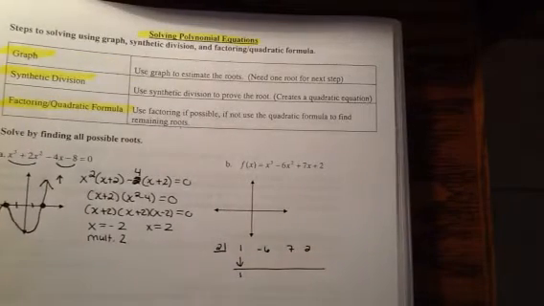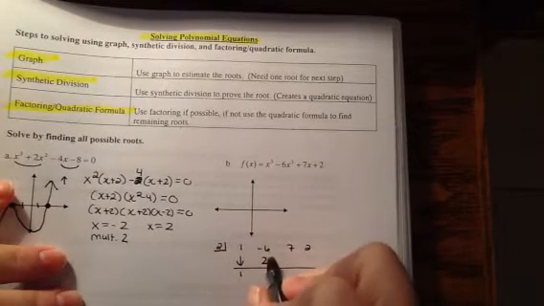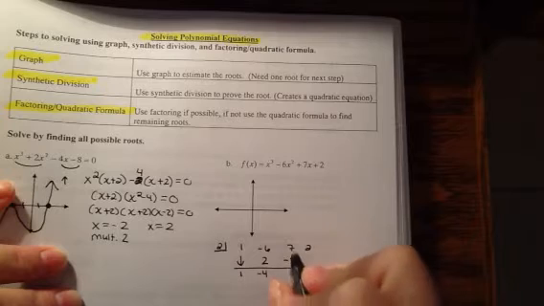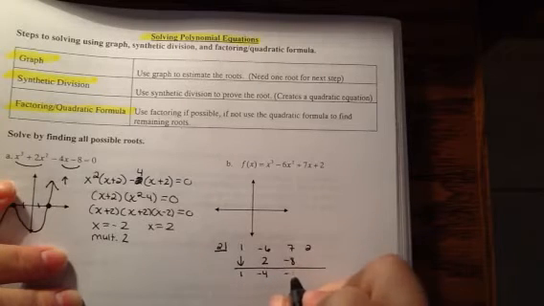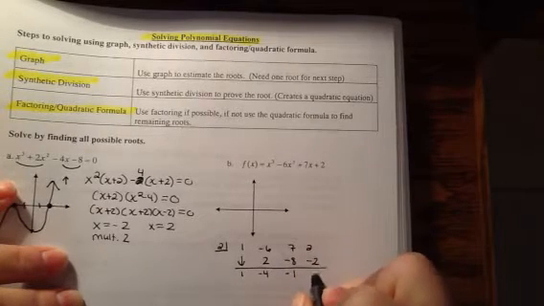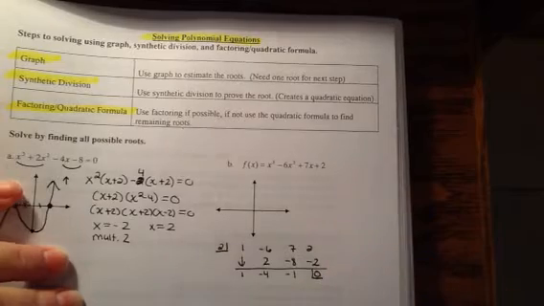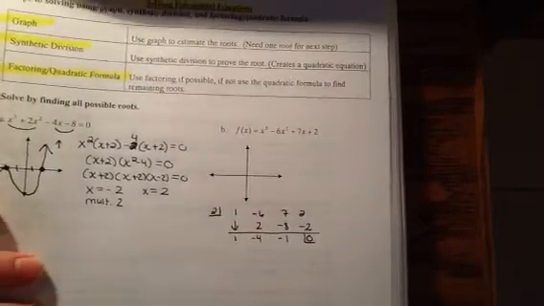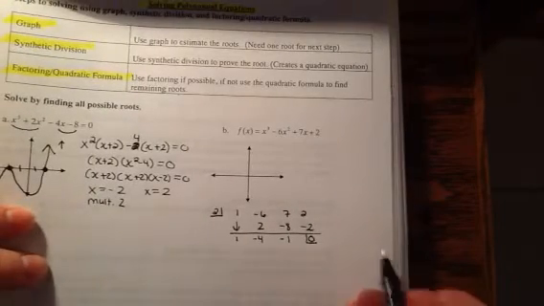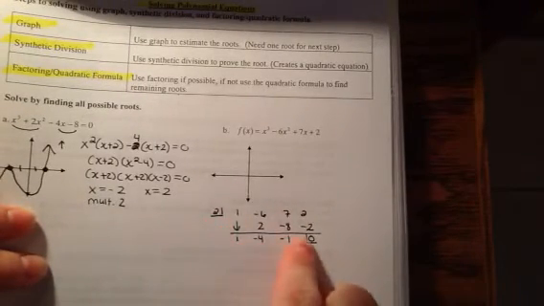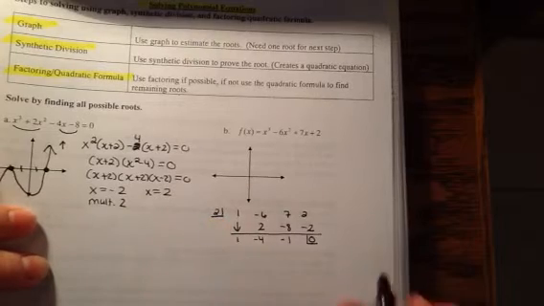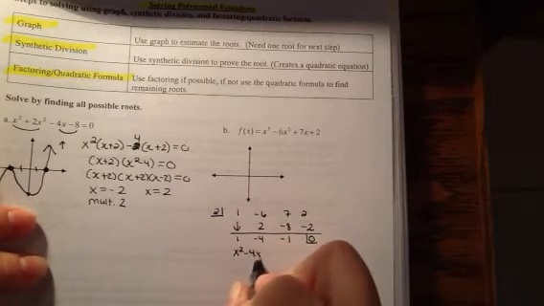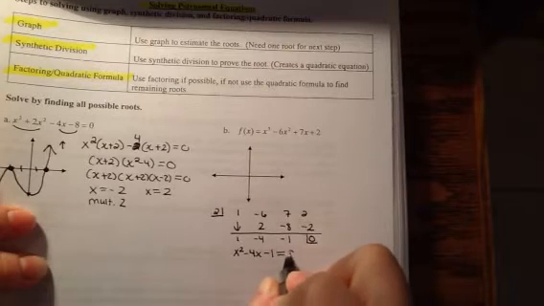Drop down your 1. 2 times 1 is 2. Add these together, you get negative 4. Multiply these, you get negative 8. Add these, you get negative 1. Multiply these, you get negative 2. Remainder of 0. So 2 is a root or a 0 for this equation. So now what we've proven, because we did the math, is that 2 is a 0. So now we're left with x squared minus 4x minus 1 equals 0.